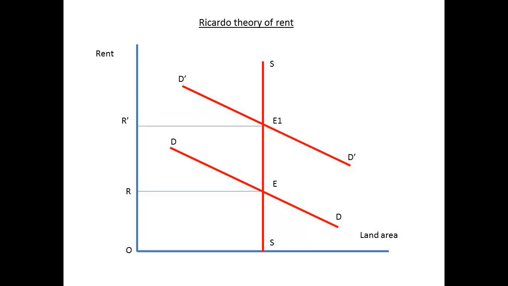From Ricardo's viewpoint and that of classical theory, the supply of land is fixed, and there is an inelastic supply. This is shown by the line SS, where this intersects the demand curve DD at point E is the equilibrium point for rent, OR. If the population increases, then demand for land increases, and the new equilibrium point is E1, where the supply curve and the new demand curve D1 now intersect. This shows a higher rent of R'. The rent has increased from R to R'.